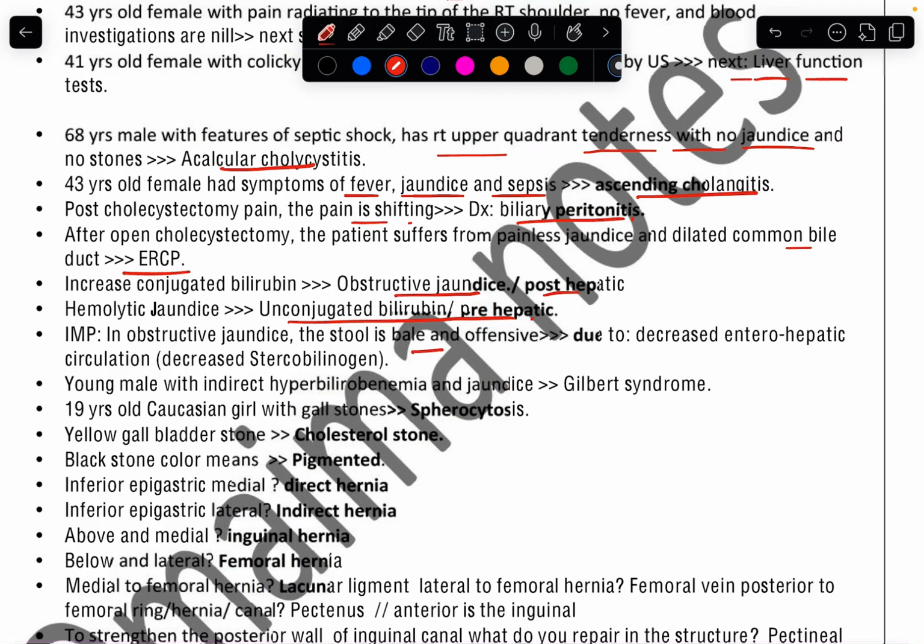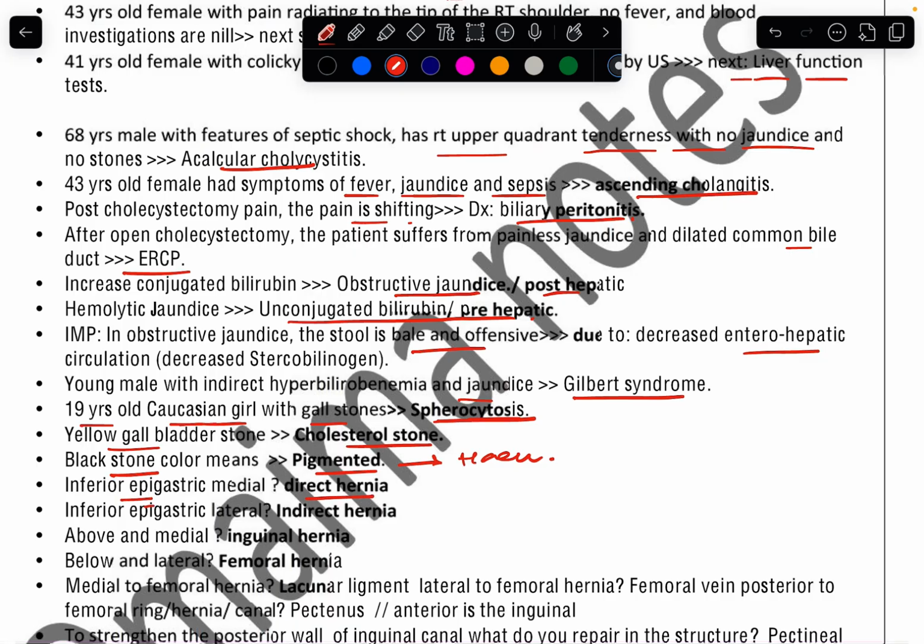In obstructive jaundice, stool is pale and offensive due to decreased enterohepatic circulation. Young patient with indirect hyperbilirubinemia, jaundice is Gilbert syndrome. 19-year-old girl with hereditary spherocytosis, yellow gallbladder, cholesterol stone. Black stone is pigmented because of hemosiderin, iron, and brown is infective.